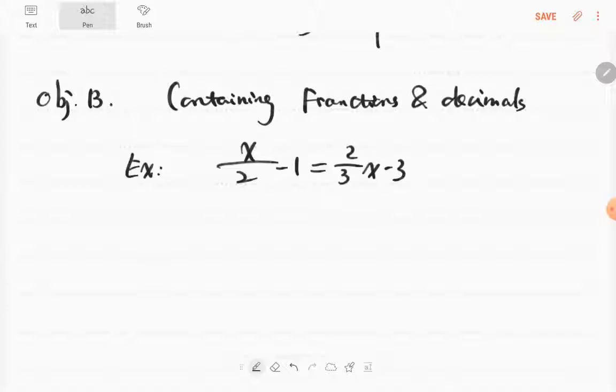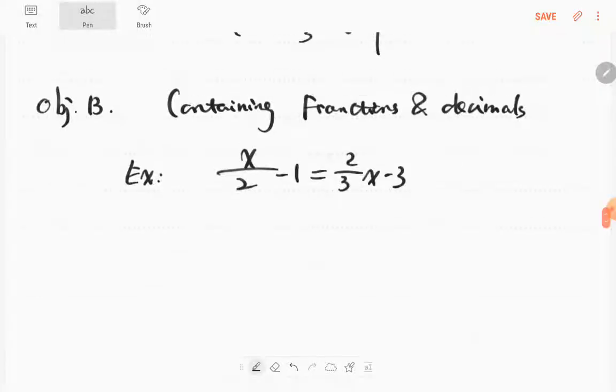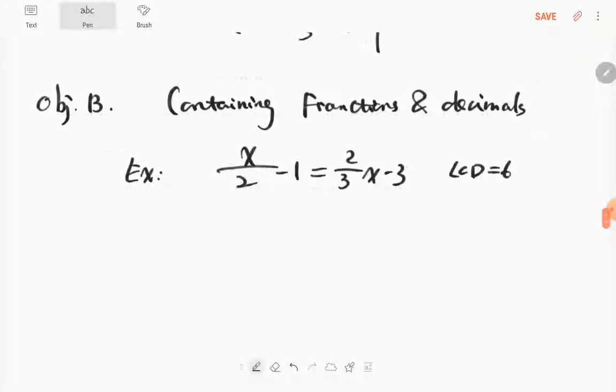So first, we realize this time we have a fraction in our equation, right? So the first step, we need to try to get rid of the fractions. How can we get rid of the fraction, or we'll say transform our fraction into a whole number? We only need to multiply both sides by the least common denominator. So here one denominator is 2 and another denominator is 3. So the least common denominator will be 6, right? So multiply both sides by 6.